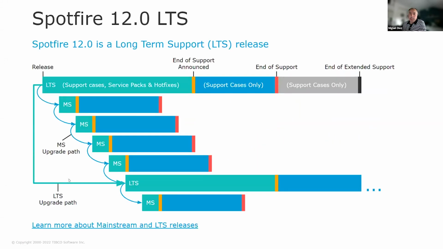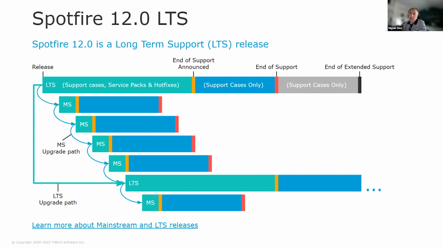Let me remind you that Spotfire 12 is a long-term support release. We release a new LTS approximately every 12 months. LTS releases are supported for 1 year after the next LTS is made. And this approach provides an option for maybe more suited strictly regulated environments, or for customers who prefer a fully supported environment for an extended period of time.